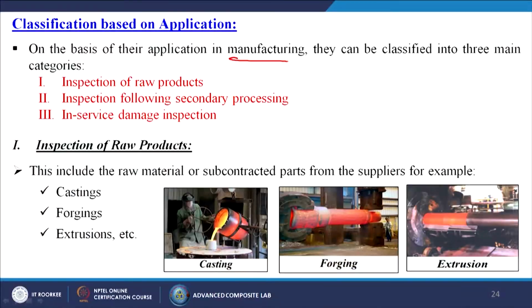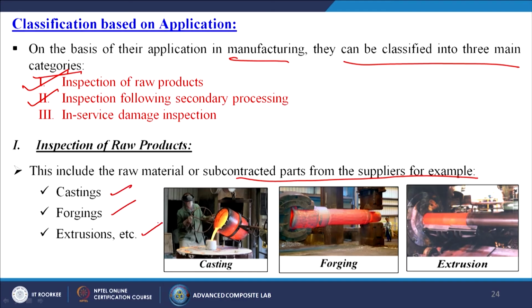Now, classification based on application. On the basis of their application in manufacturing, they can be classified into 3 main categories. The first one is inspection of raw products, the second is inspection following secondary processing, and the third one is in-service damage inspection. What is inspection of raw products? This includes the raw materials or subcontracted parts from the suppliers, for example castings, forgings, extrusions, etc.